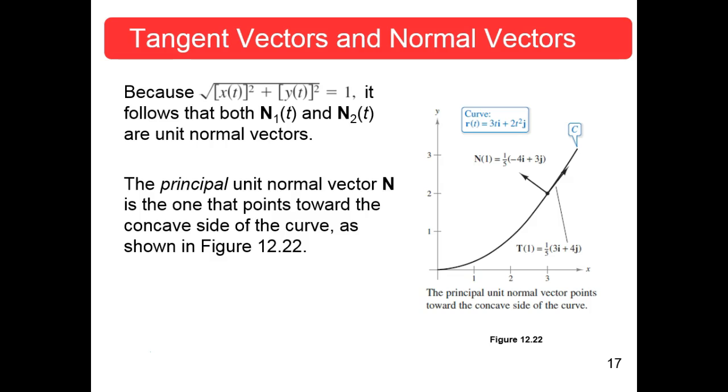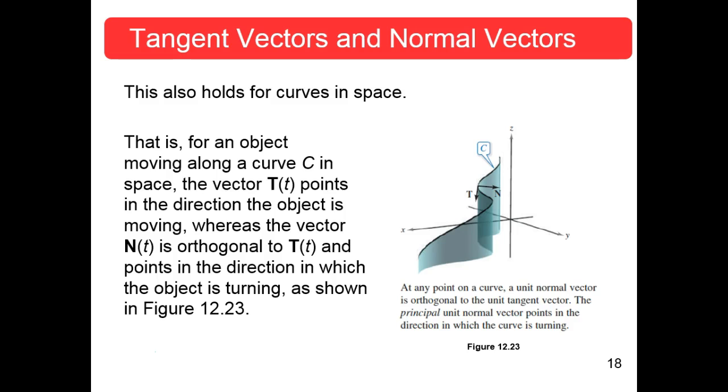But, as we want, it follows that N1 of t and N2 of t are both unit normal vectors. The principal unit normal vector is the one that points to the concave side, the inside of the curve. So it's whichever one points inside the curve. That's what you always go by. And I think we'll hold that for now. We'll start next time. Goodness, that was a pain in the neck. We'll start with this figure here next time.